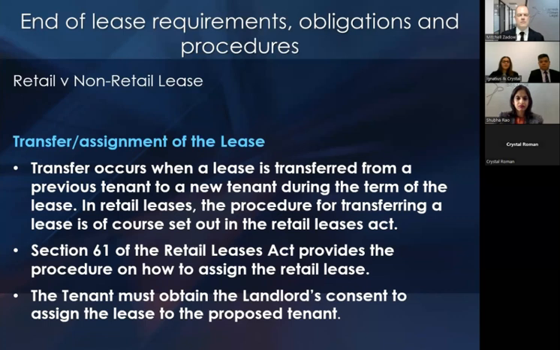So Section 61 of the Retail Leases Act actually provides the procedure that is required to be followed if a transfer and assignment occurs. So the tenant firstly must request the landlord's consent to an assignment, and the request must be in writing, and the tenant must also provide the landlord with information as the landlord reasonably requires about the financial resources and business experience of the proposed tenant. So this can be things such as financial statements or references as to the way that they've conducted their business.